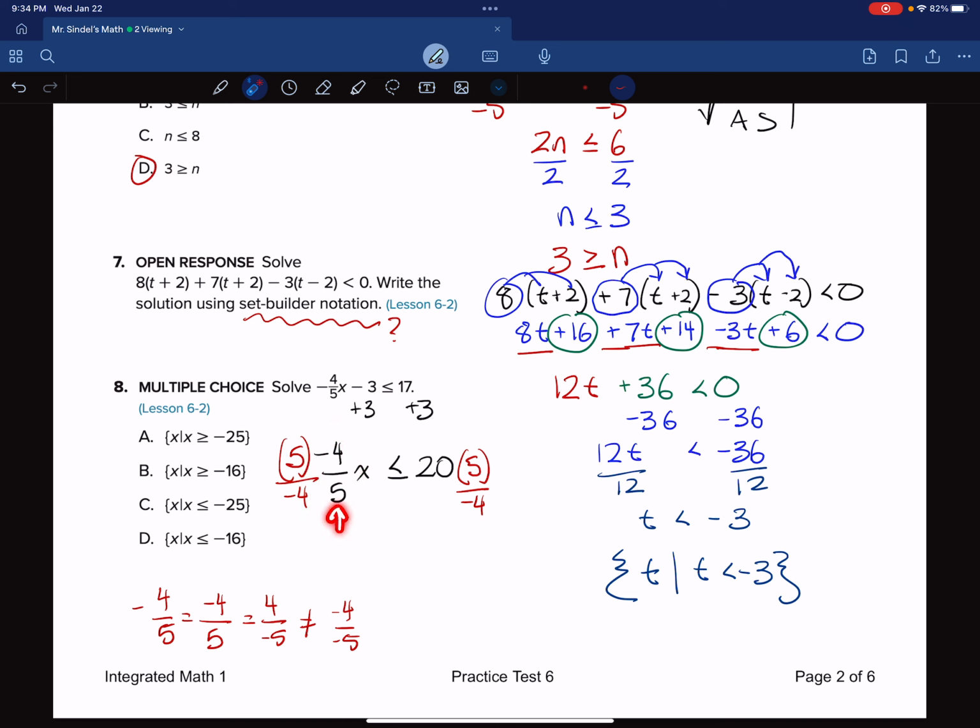The coefficient being the number out front, reciprocal just being a fancy way of saying flip this fraction. So when we do that, watch what happens on the left-hand side. 5 and 5 cross-cancel. Negative 4 and negative 4 cross-cancel, leaving behind just the x like we want it.